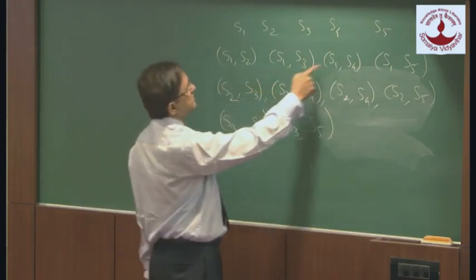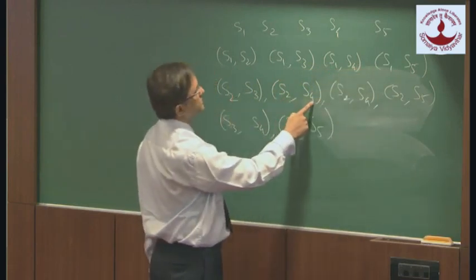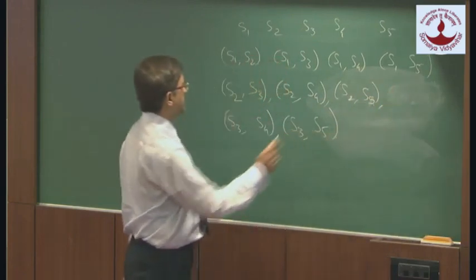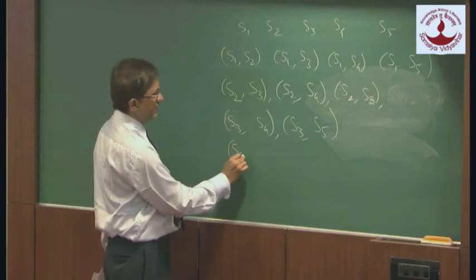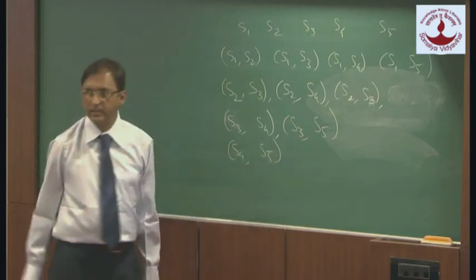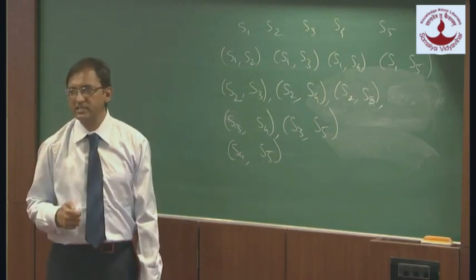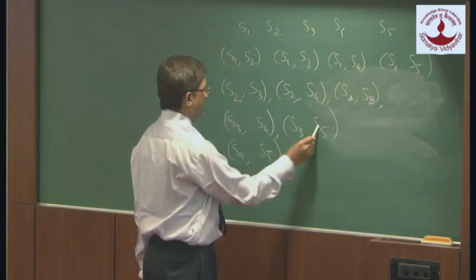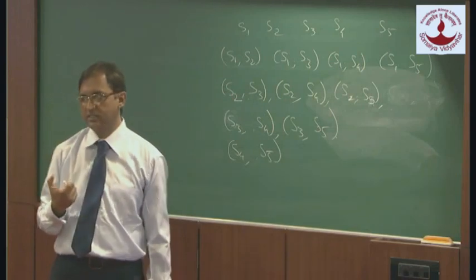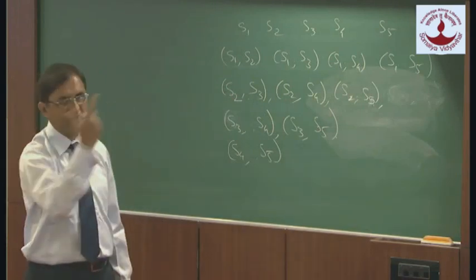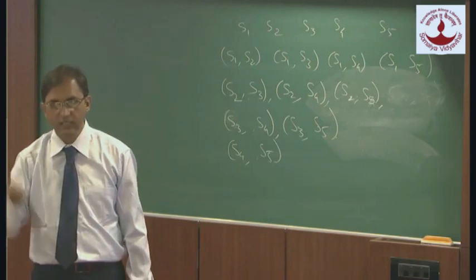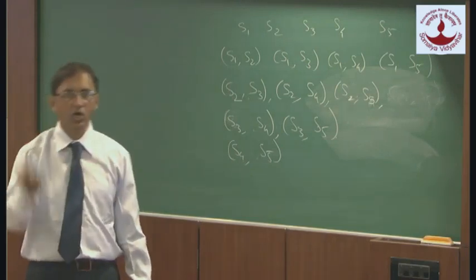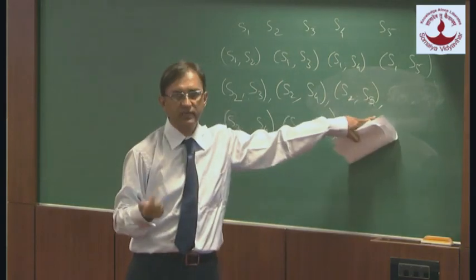S1 S2, S1 S3, S1 S4, S1 S5, S2 S3, S2 S4, I think I wrote this 2 times, S2 S5, S3 S4, S3 S5. On the similar line with S4, I can select S5. Right? So how many selections or combinations are possible now? We count this: first selection, second, third, fourth, fifth, sixth, 7, 8, 9, 10. So there are 10 combinations of 2 students taken from 5 students. In this, order of selection is not important. I can select either S1, S2 or S2, S1.